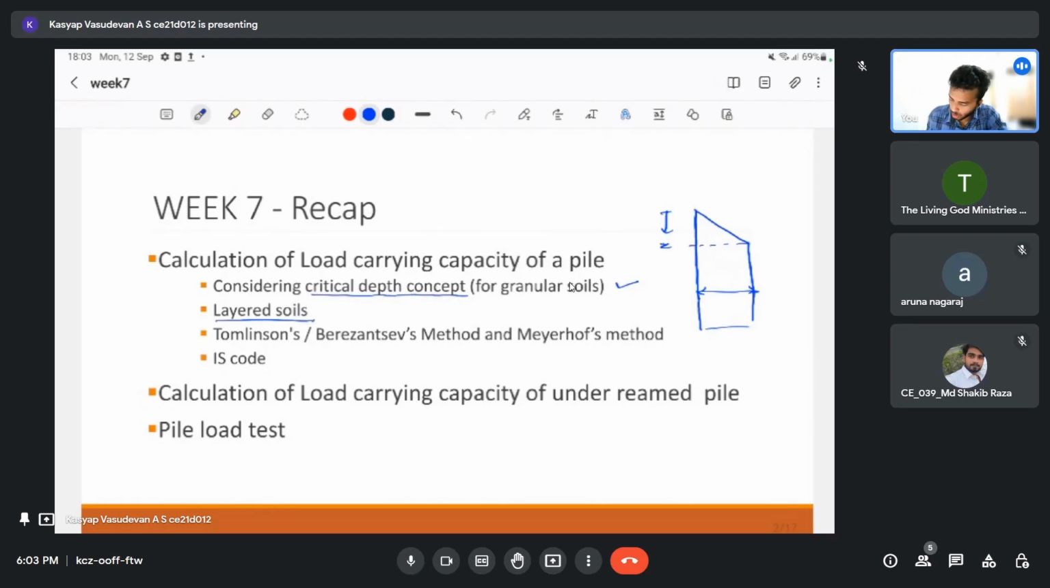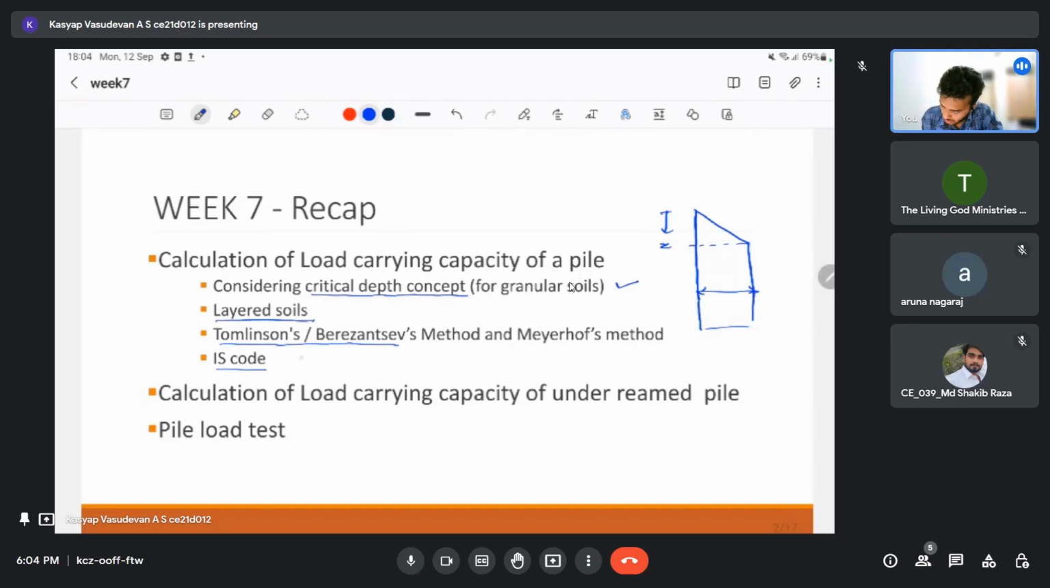Then problems were solved on Tomlinson and Berezantsev's method, and Meyerhof's method. And the IS code was also discussed. Basically the theory is the same, but the values that we adopt for different constants could be slightly different. So the IS code was discussed with respect to different types of piles, driven and bored, and there are IS codes available for other materials also, but we are interested in concrete piles.